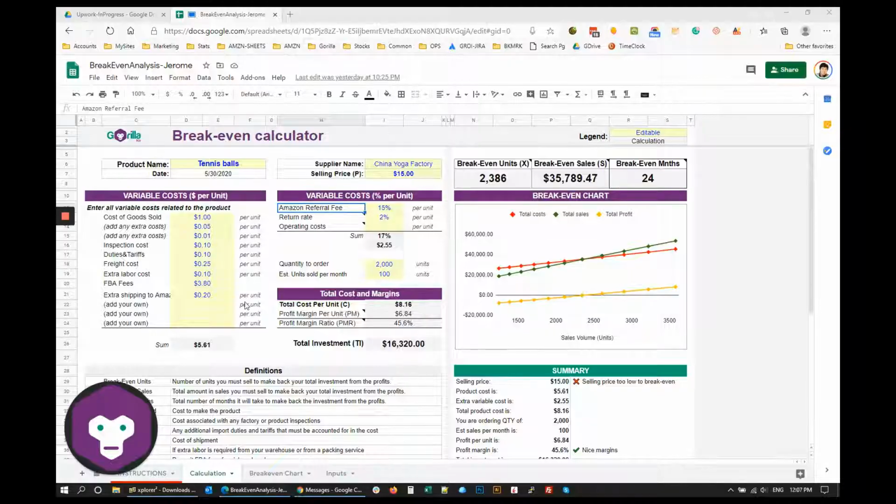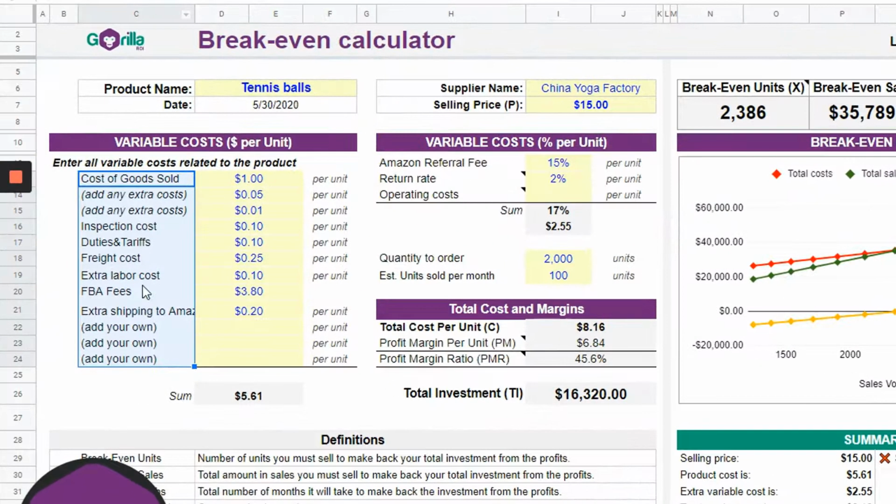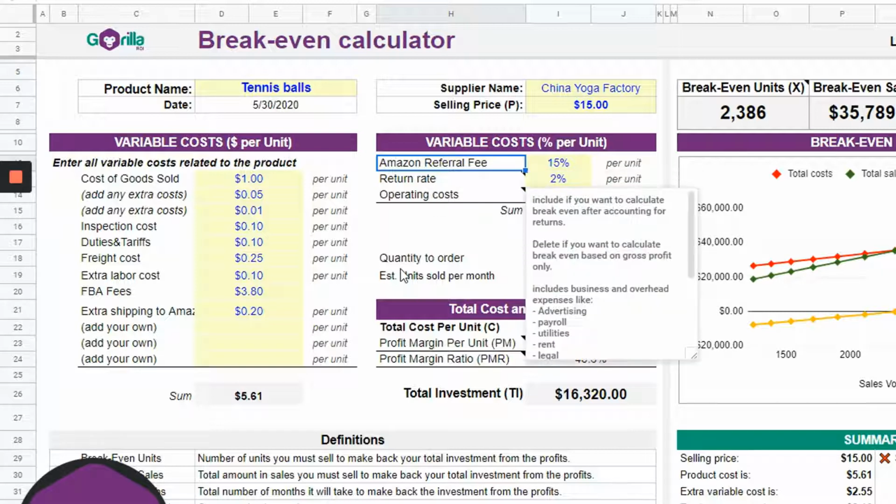Now, this has been adapted to Amazon sellers. You can easily adjust it if you sell on eBay or Etsy, Walmart, etc. All you have to do is adjust these labels. These are just text labels, so you can just edit it and it won't change anything. For example, this one shows you with Amazon referral fee. Change this to eBay referral fee, Etsy referral fee, Walmart referral fee for whatever platform that you are trying to get the break-even calculation for.